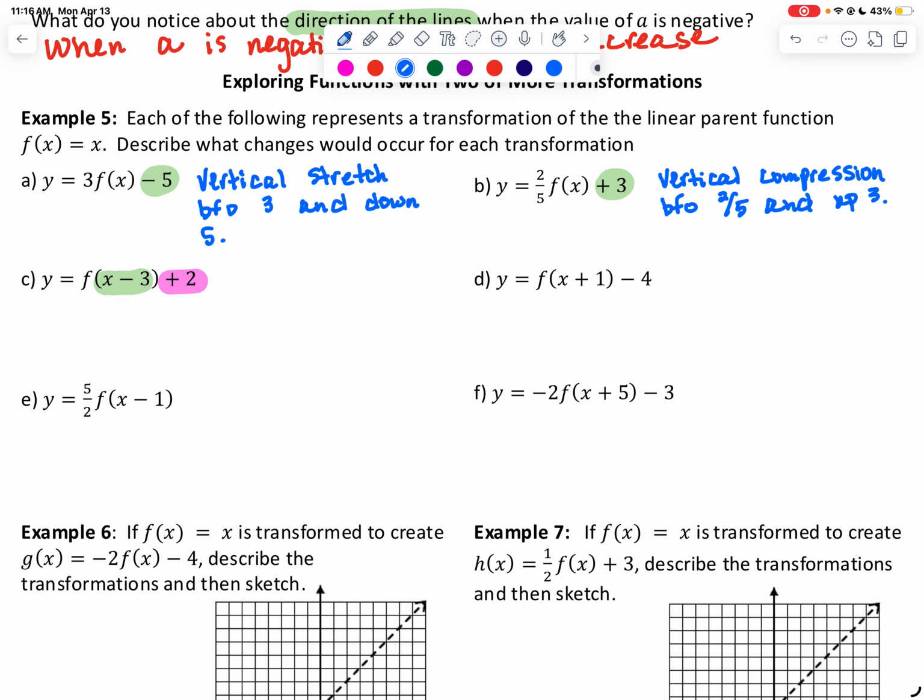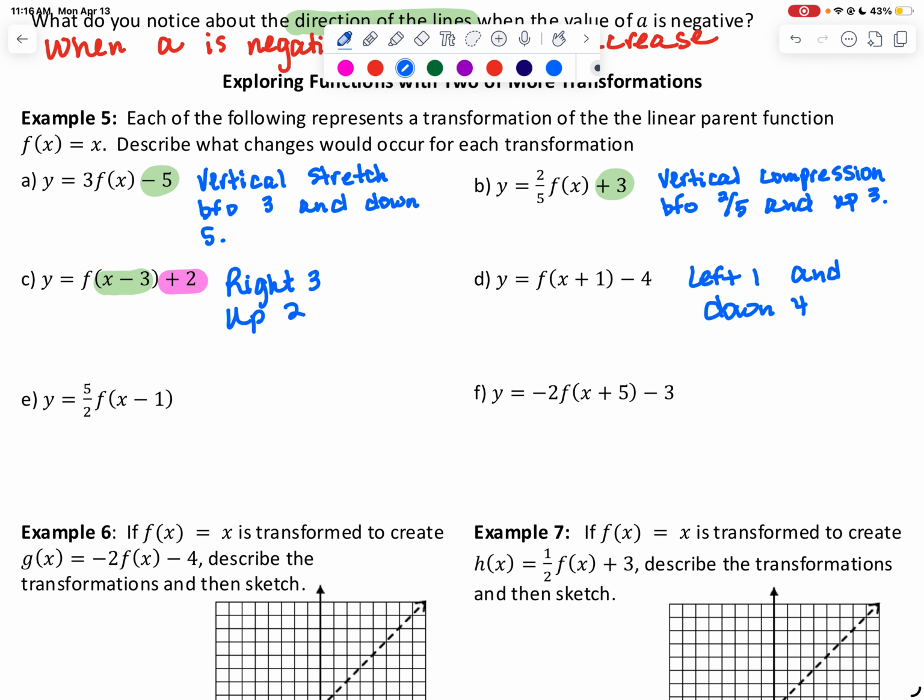And when it's minus 3, it will mean we will move to the right 3, and then the plus 2 would be up 2. All right, look at D. We have f of x plus 1. That means left 1. And then we have minus 4, down 4.